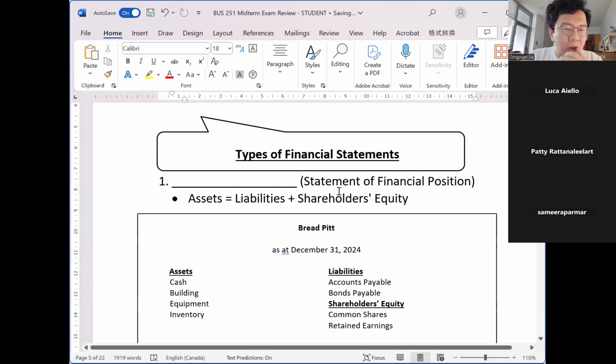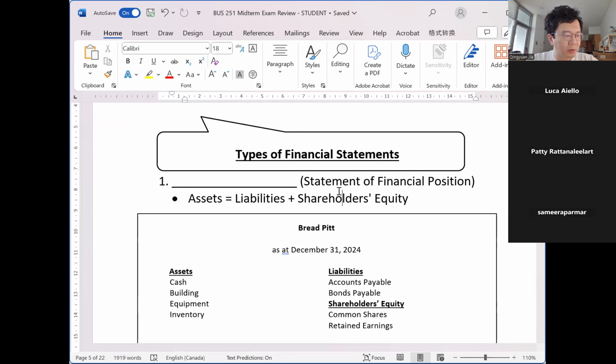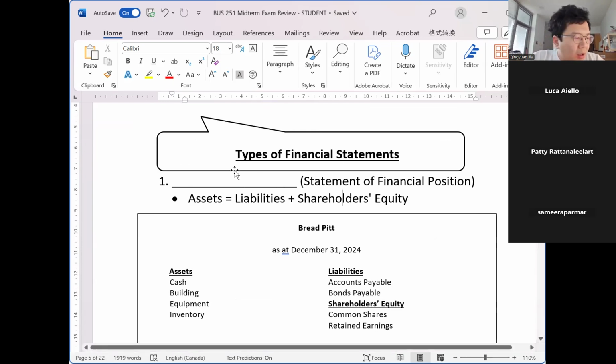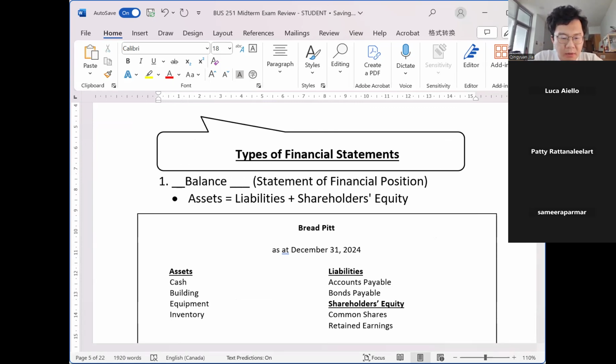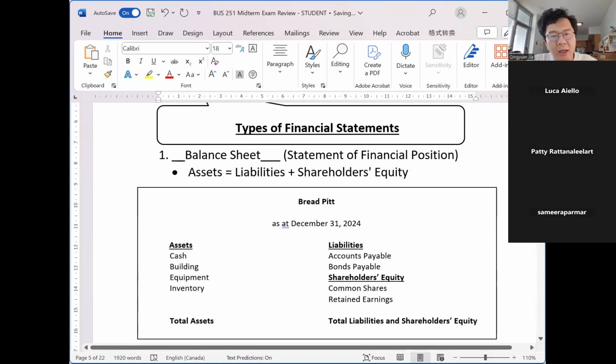All right, let's move to the next part. We're going to talk about the four types of financial statement. First one, balance sheet. And balance sheet is also called statement of financial position.